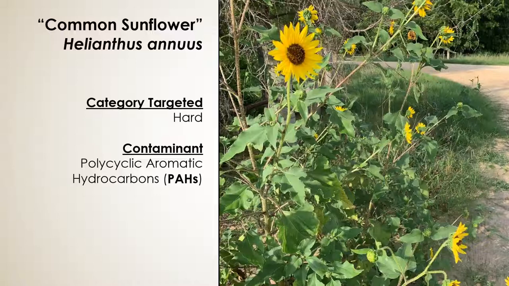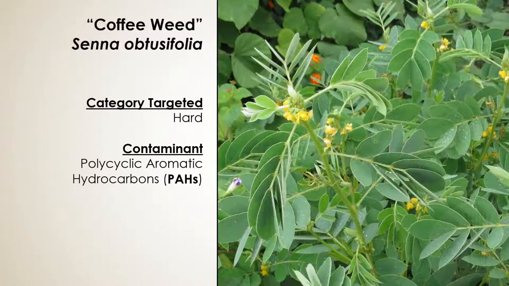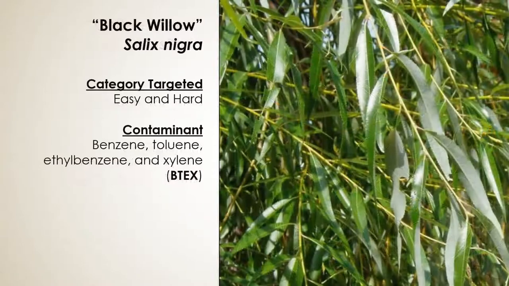Common sunflower, Helianthus annuus. This is not the cultivated sunflower that people typically plant in their gardens. This is a straight species, the one that cultivars have been bred from. And Senna obtusifolia. This is one that's blooming around now. Blooms late in the season. Leaves look very similar to black locust, but it's usually shorter than that.